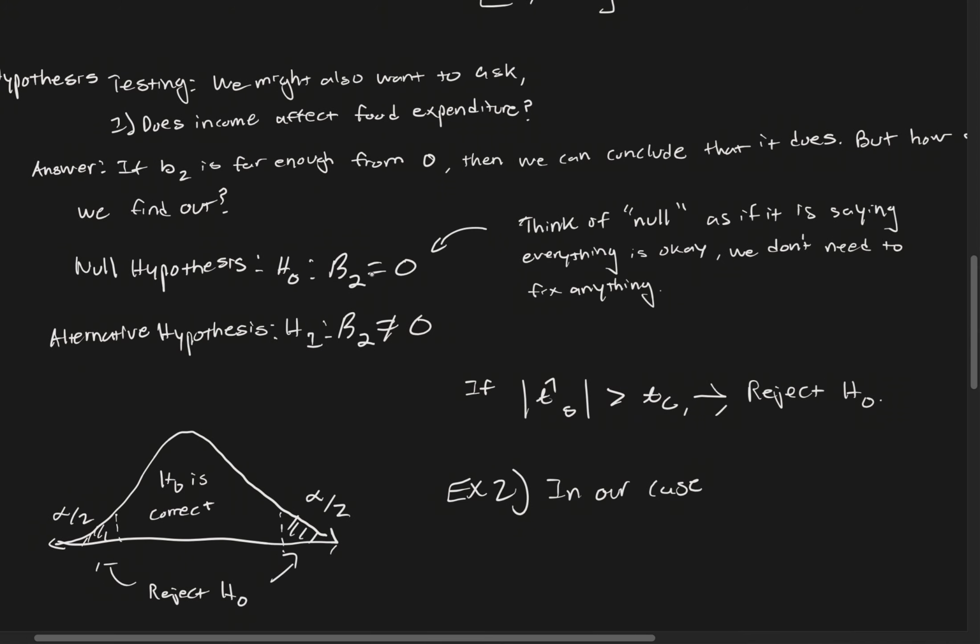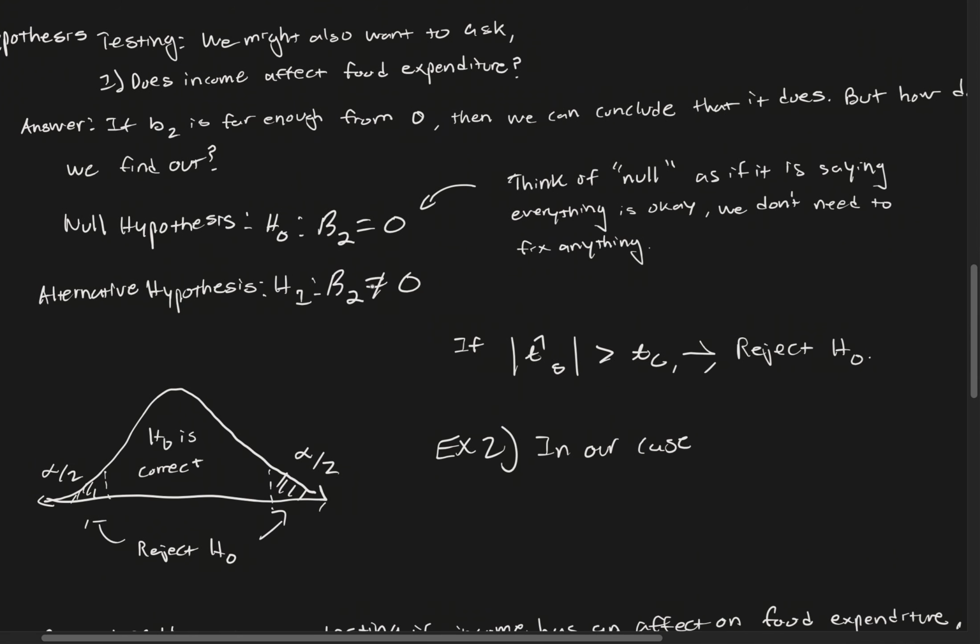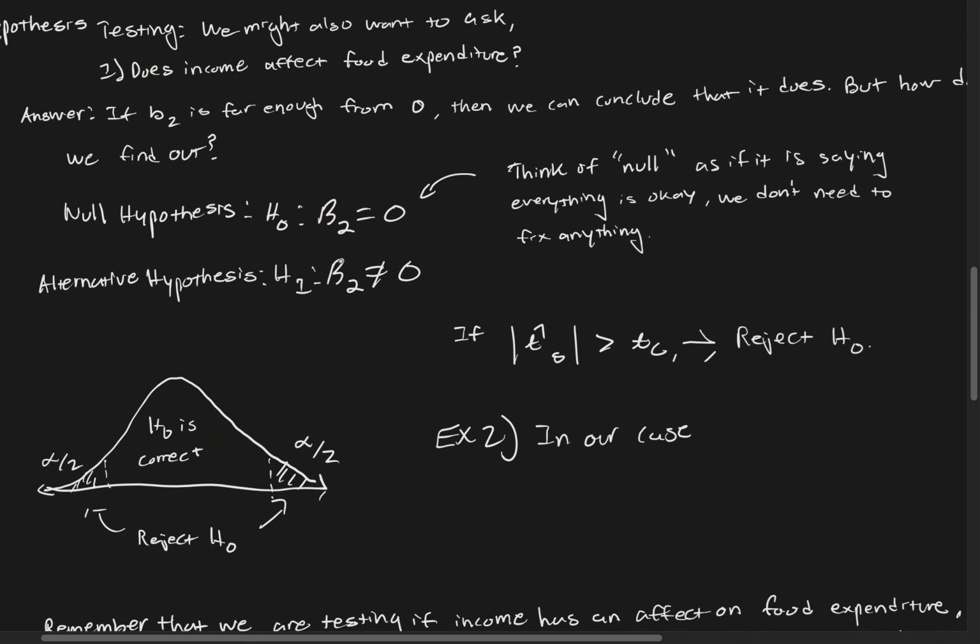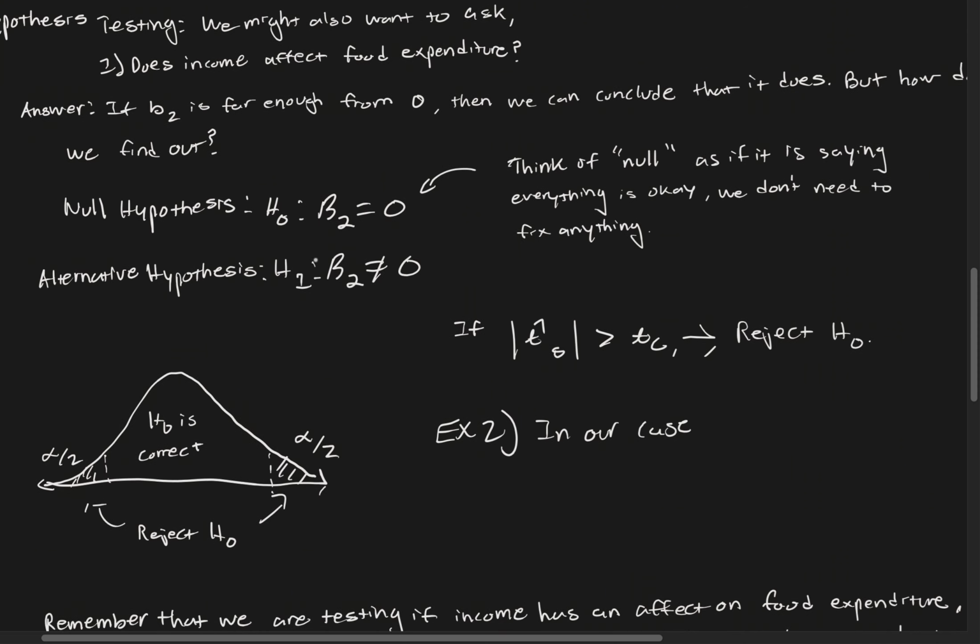So what I'm going to do is introduce two sets of hypotheses called the null hypothesis and the alternative hypothesis. Essentially what the null hypothesis is saying is that the coefficient of B2 has no effect on food expenditure. And our alternative is what we're challenging the null against. It's saying it actually does have an effect on food expenditure.